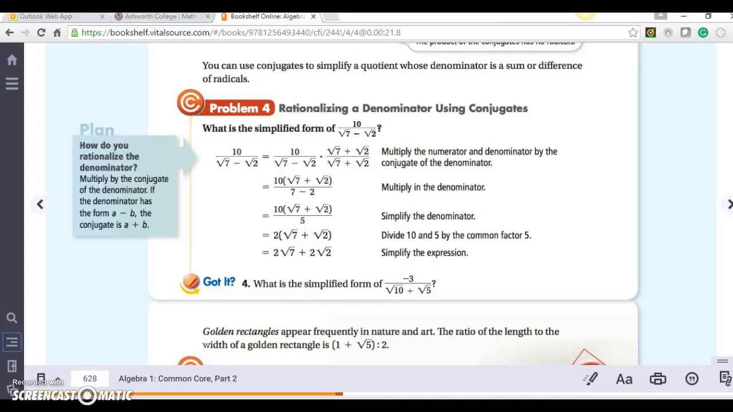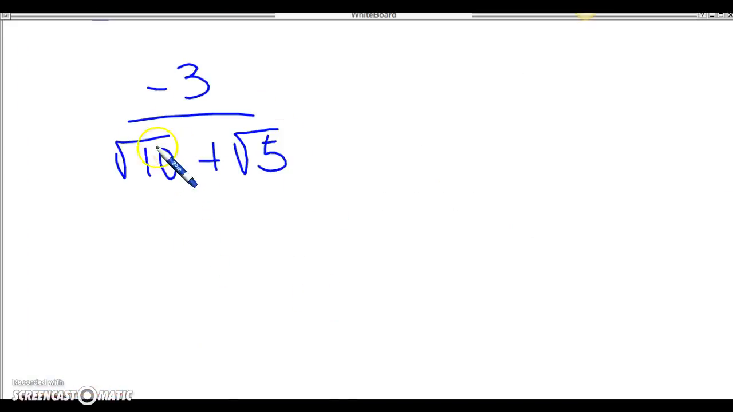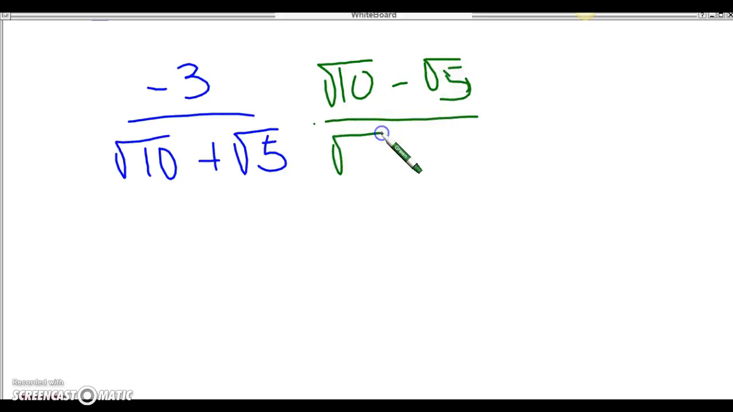So let's do one on our own. I have negative 3 over the square root of 10 minus the square root of 5. So I'm going to multiply by the conjugate of that, which is going to be the square root of 10 plus the square root of 5, and I'm going to do that to the top as well. And so I'm just multiplying by 1. So I'm just changing the form of it.